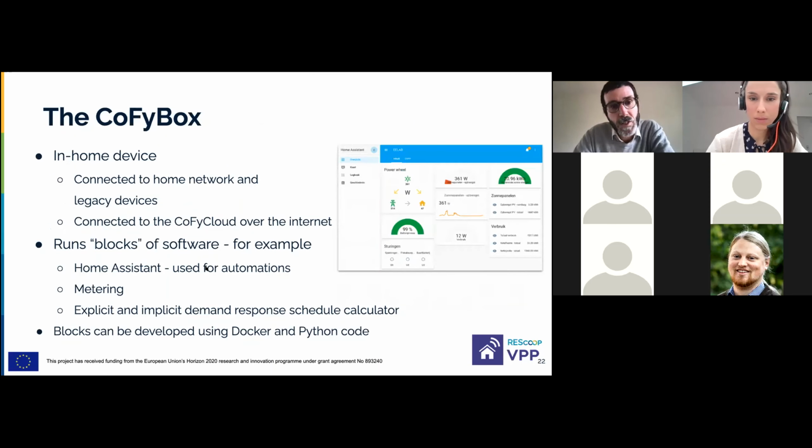Then this box, of course, needs more opportunities because we need to control. That means we are focusing on connecting the devices to the coffee cloud, making new kinds of blocks of software, not only the automation from the Home Assistant technology, but also the metering devices we're integrating and where we need some data logging. And also, of course, all the edge computing going on, like explicit and implicit demand responses that should get scheduled.